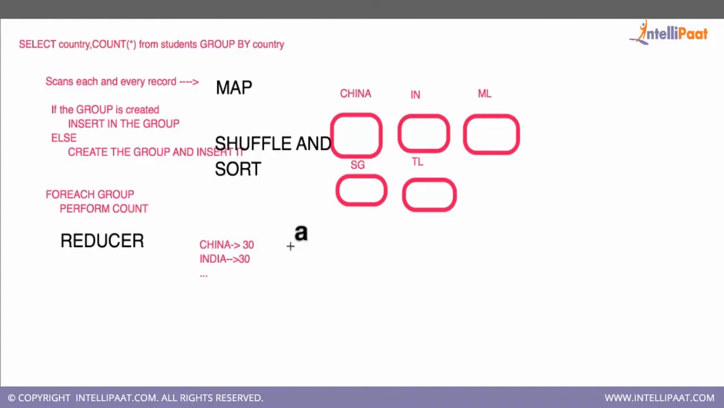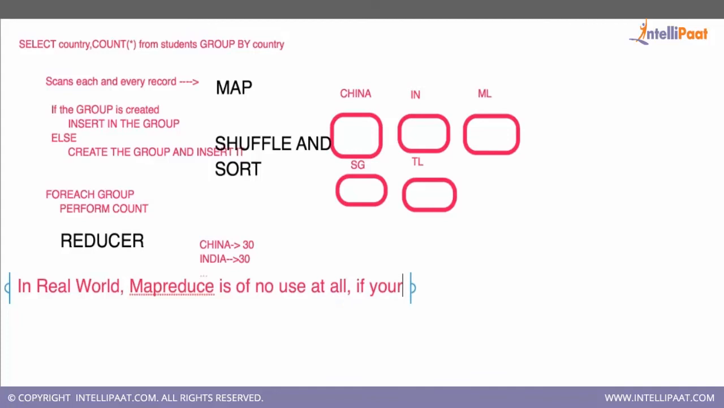The point is that if your data is small, use traditional tools. Problem is, how would you do this kind of stuff on a scale of, let's say, 2 petabytes of data? That's where you require map, shuffle, and sort and reduce. So in short, in the real world, MapReduce is of no use at all if your data fits in a single server.